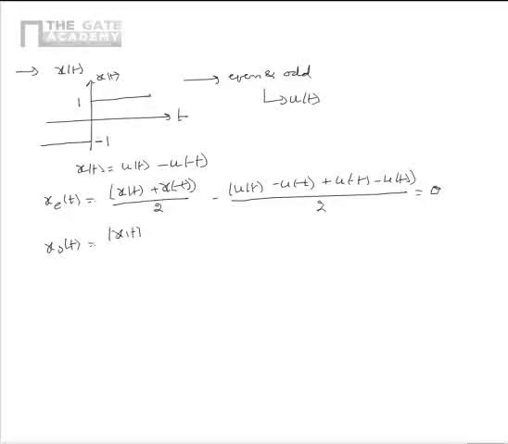Similarly, the odd part of the signal xo of t can be written as x of t minus x of minus t divided by 2, which on simplification can be written as u of t minus u of minus t. From this, we see that the given signal is conjugate skew symmetric or odd, because of which the even part of the signal is 0 and the odd part of the signal is the signal itself.